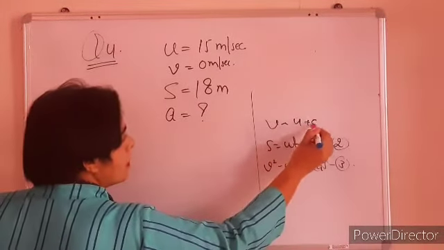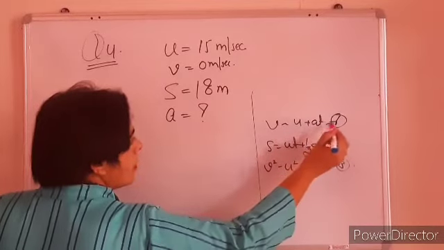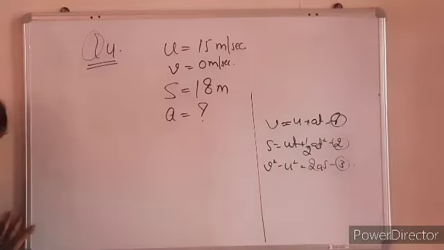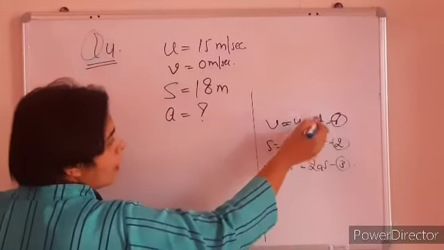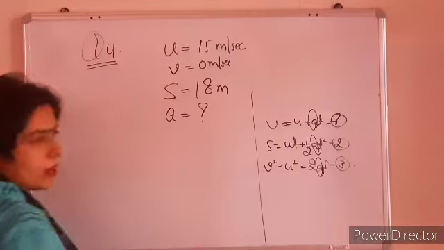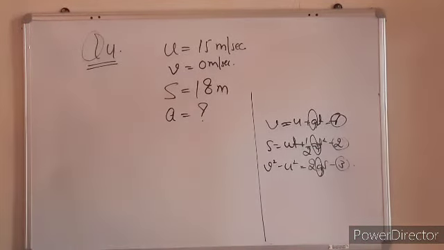V is equal to U plus AT. This is your equation number 1. Fine. So you have to find out A. Now A is there in all the three equations, so means out of these three equations, any equation is possible to get the result.